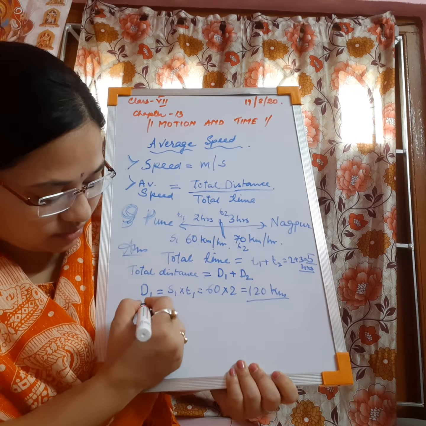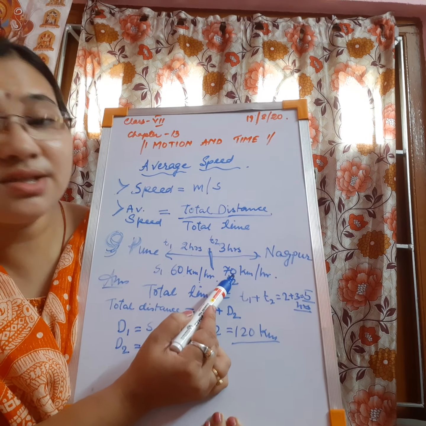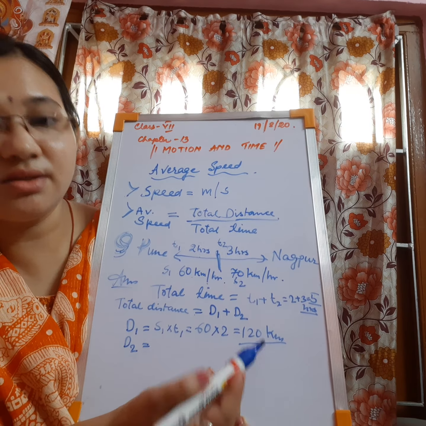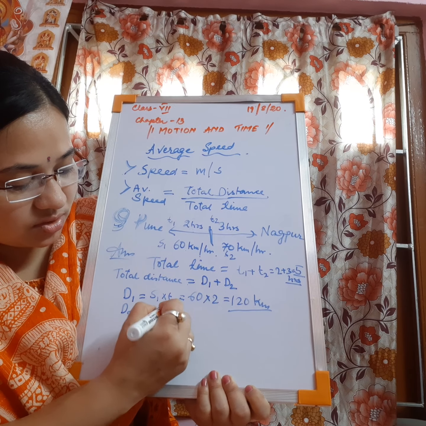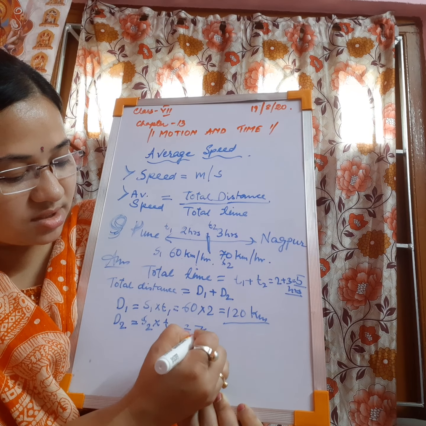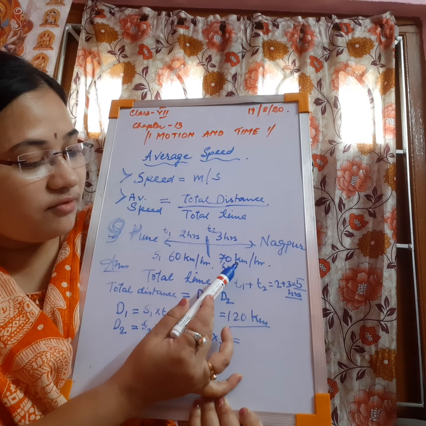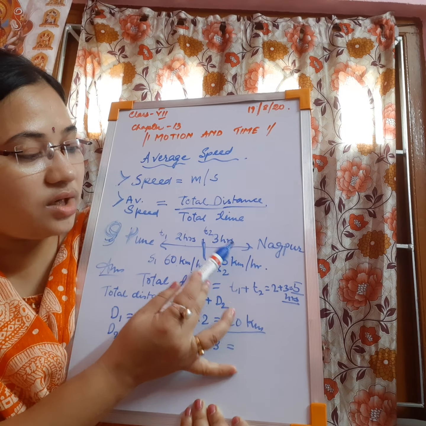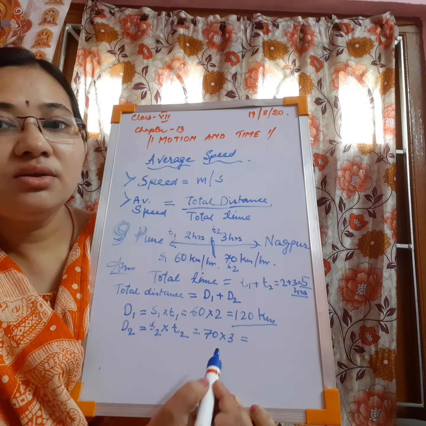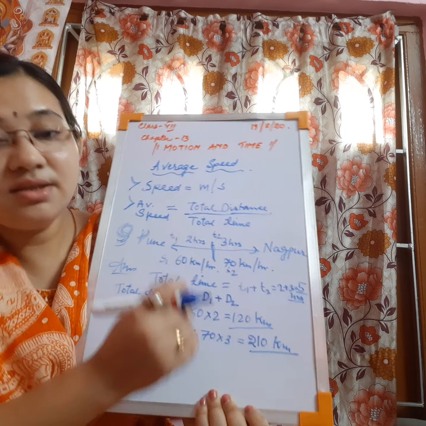Then what is D2? Let us calculate in the same manner. If in 1 hour he is going 70 kilometers, then in 3 hours he will go 70 into 3 kilometers. So S2 into T2. S2 is 70 kilometers and he is taking 3 hours. Every hour he is going 70 kilometers, so in 3 hours he will go 70 plus 70 plus 70. So 70 into 3, 210 kilometers.